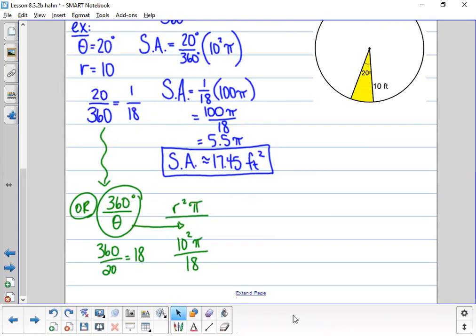So if you like to think of it that way and do 360 divided by the angle, and then take whatever that number is and do your area divided by that, or your circumference divided by that, that is absolutely fine as well. Both ways get you to the right answer. It's just a matter of how you're thinking about it.